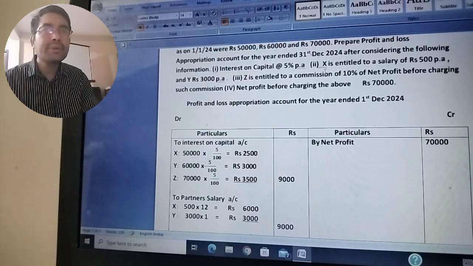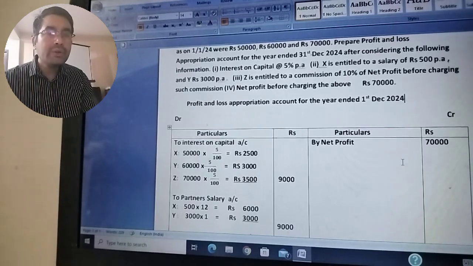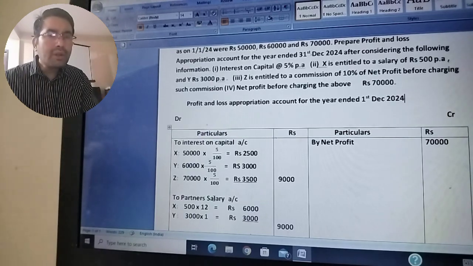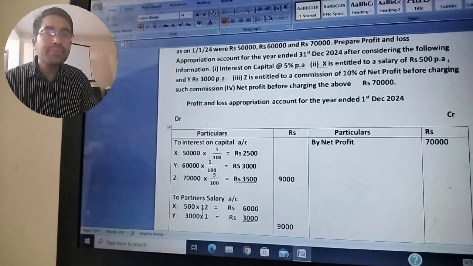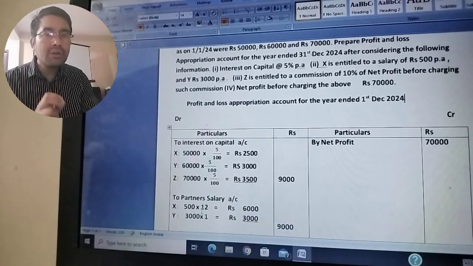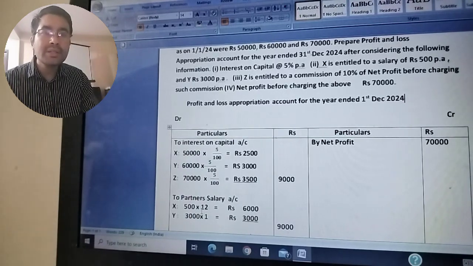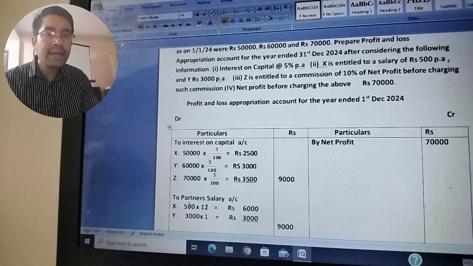Then the second adjustment: X is entitled to salary of 500 per month and Y rupees 3,000 per annum. So you have to write here the partner's salary. X's salary is 500 per month, but you are preparing profit and loss appropriation account for 1 year. 1 year consists of 12 months. So whenever there is a question regarding monthly, you need to multiply by 12. So 500 into 12, X is entitled to salary of 6,000 per annum, and Y is 3,000 per annum.